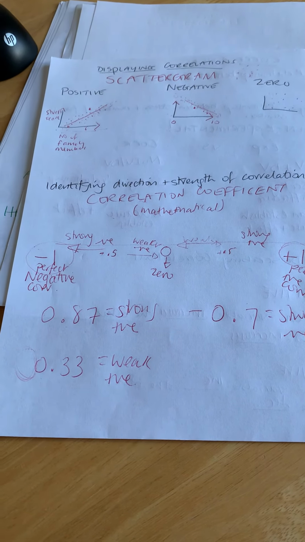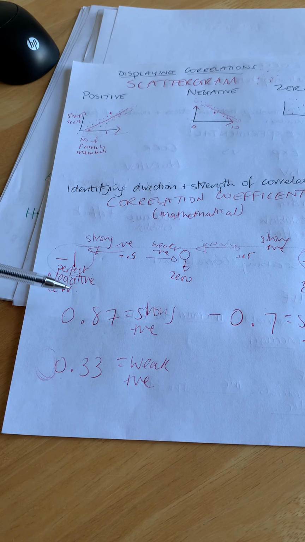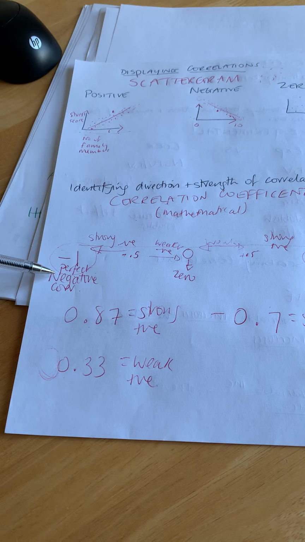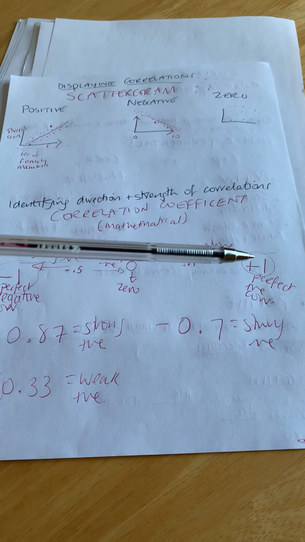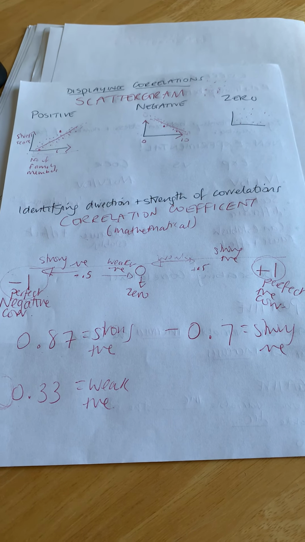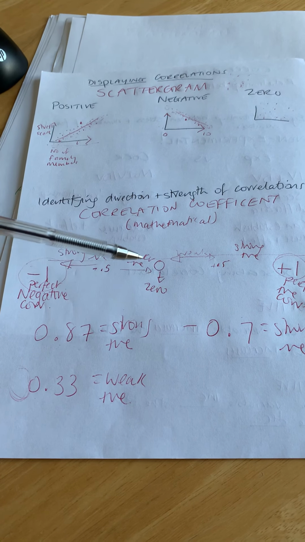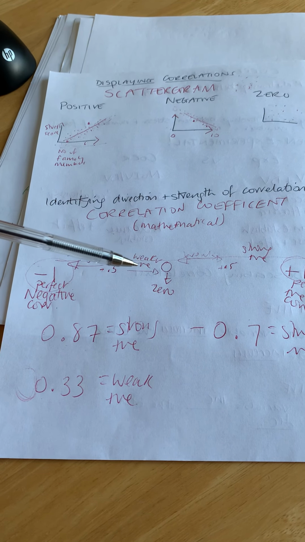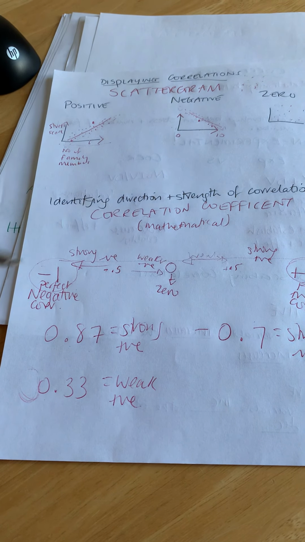The closer it is to -1, the stronger it is, and we can describe that as a strong negative correlation. The closer it is to +1, then we'll describe that as a strong positive correlation. The closer it is to 0, the weaker the correlation gets. So if it's on this side of 0, it's a weaker negative. If it's on this side of 0, it's a weaker positive.